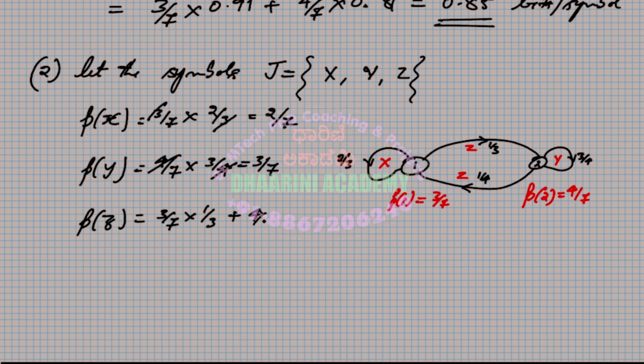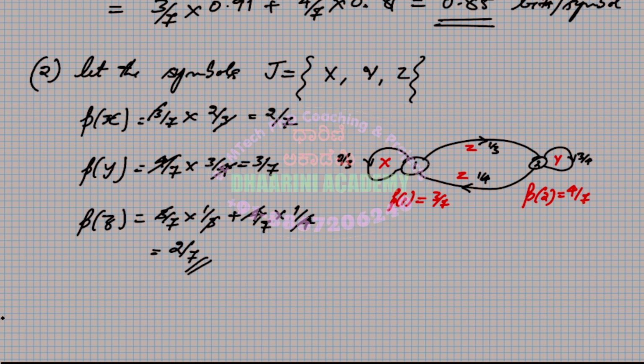it has to be 4 by 7. That is the chance of getting into 2. Then I have a chance of 1 by 4. Correct? So here 4 cancels, here 3 cancels. So 1 by 7 plus 1 by 7, you have 2 by 7. That is the chance of getting the Z.